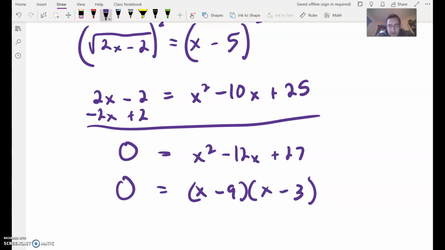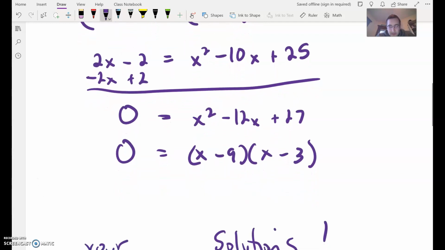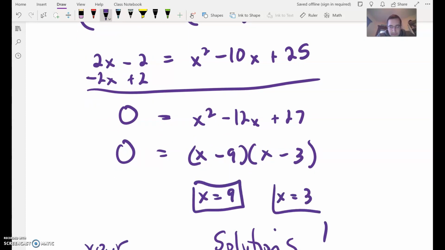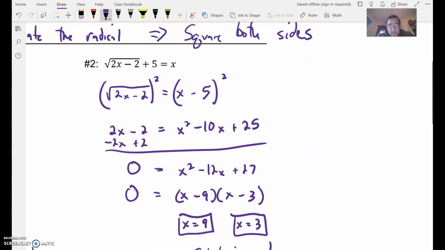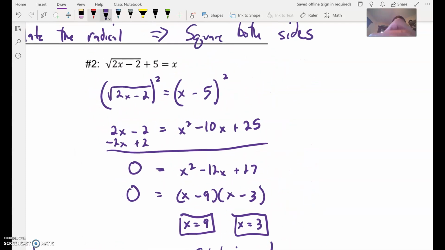9 times 3 is 27. 9 plus 3 is 12. It works out if they're both negative. So our two answers then are x equals 9 and x equals 3. I need to check those really quick. Let's do them both mentally here.